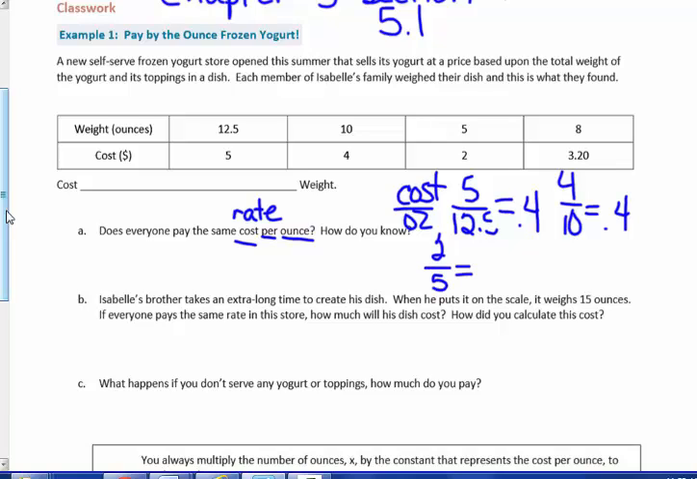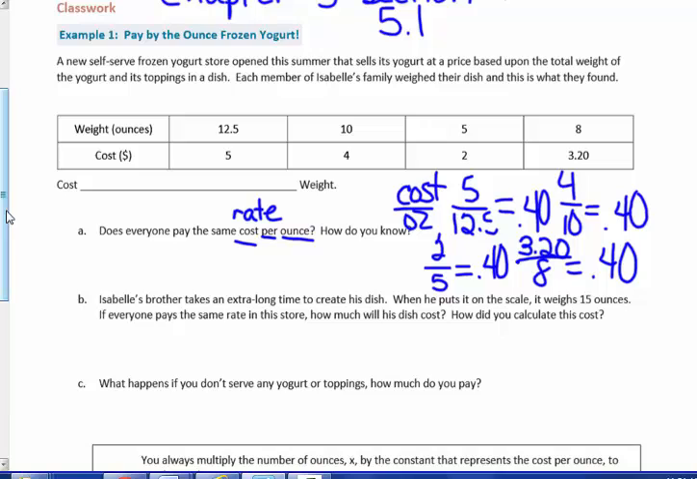In order to know if they each paid the same amount, you have to do each one. 2 divided by 5 is 0.4. Then $3.20 cost, money always goes on the top, per 8 ounces, and you get 0.4, which means 40 cents. It's not 4 cents, it's 40 cents.